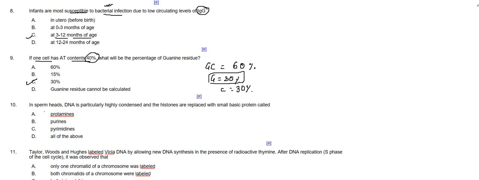Number 10. In sperm heads, DNA is particularly highly condensed and the histones are replaced with a small basic protein. In sperm, the basic protein which is present is protamine. This is very important, guys. Next is number 11.